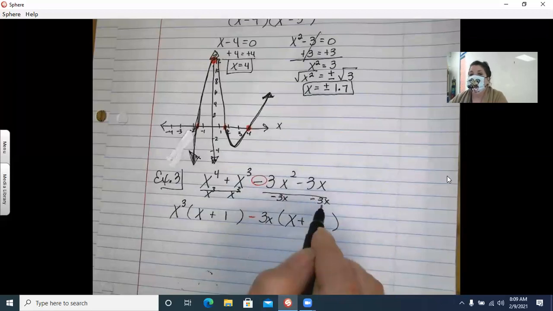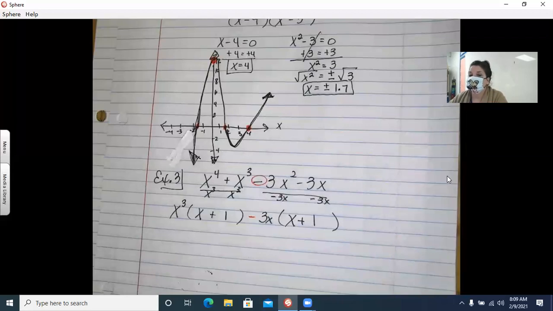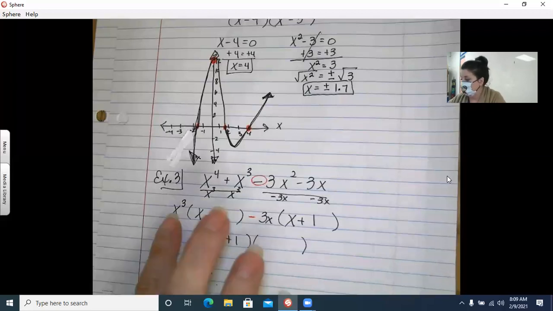Is this problem going to work with factor by grouping? Yes, because what's inside the parentheses is the same. So once you know it's going to work, make 2 sets of parentheses. What's going to go in one set? X plus 1, whatever's in the parentheses. Just take one of them out. What's going to go in the other set? What's on the outside? X cubed minus 3x. We group that together.